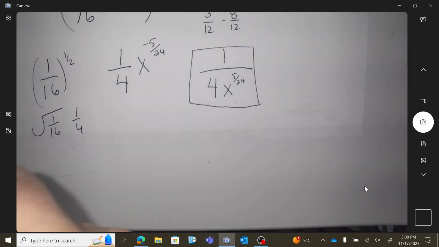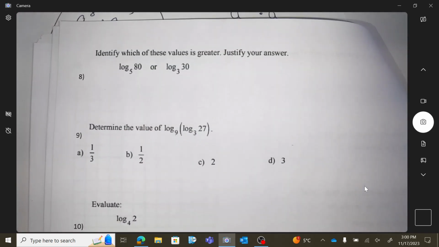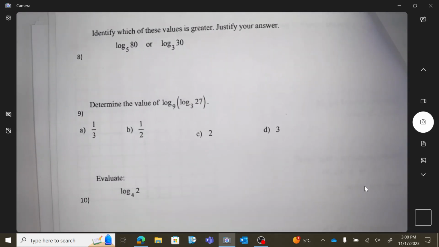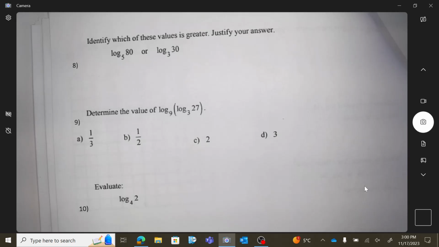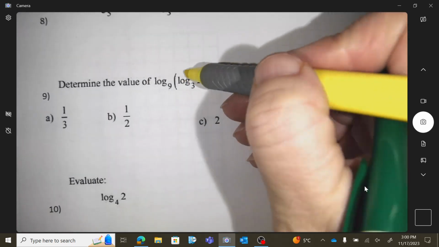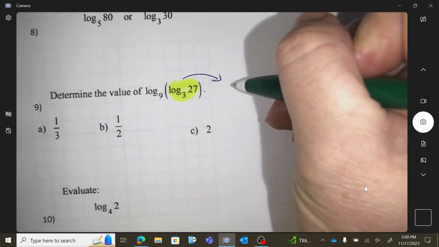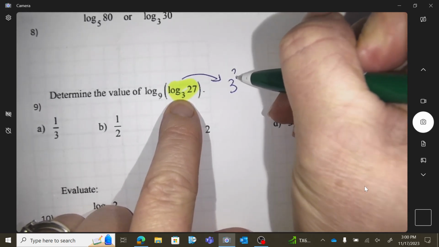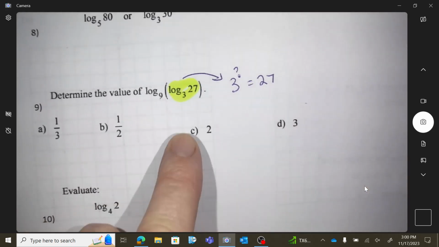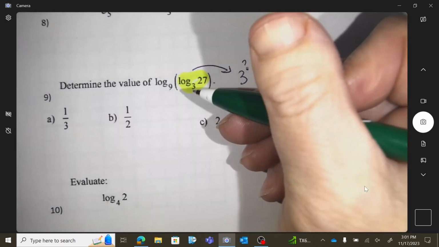Okay, flip. Page 10, number 9. Okay, I need you to do this one for me. So what is your brain doing? Base 3, what exponent results in 27? That's what your brain is doing. 3.